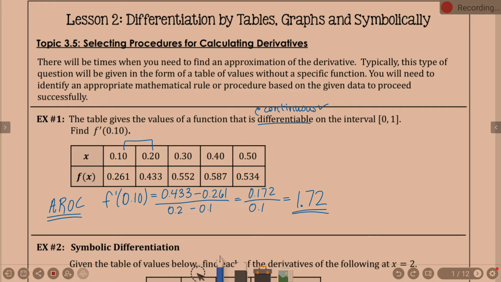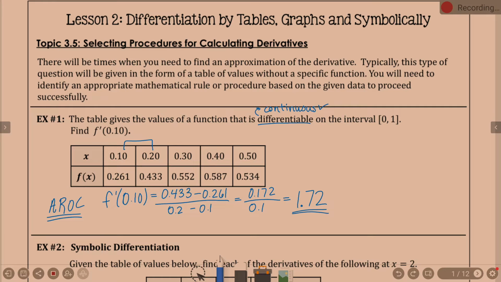I pulled from my notes. The numerator works out to be 172 thousandths, 0.172. Denominator obviously is 1 tenth. So 0.172 divided by 0.1 is going to be 1.72. Okay. So again, using the given information. What are my options here?